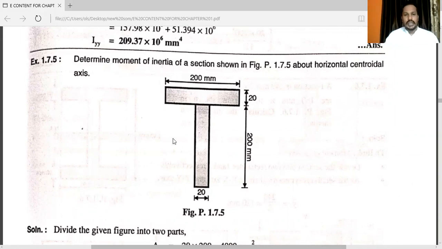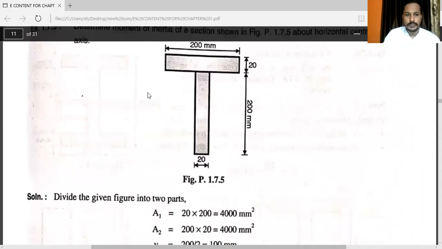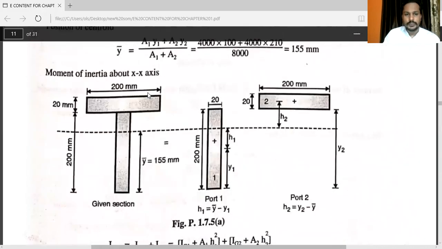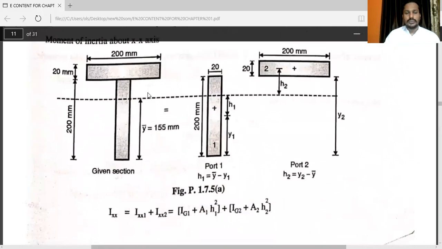So you have to draw this diagram very carefully. This distance is given 20, the height is given 200. So you can divide this diagram into two parts. See, you can divide this T section into two parts. Here we have to just calculate only the horizontal centroidal axis. So as previously, we have to divide the figure into two parts. See, this one is the given section.